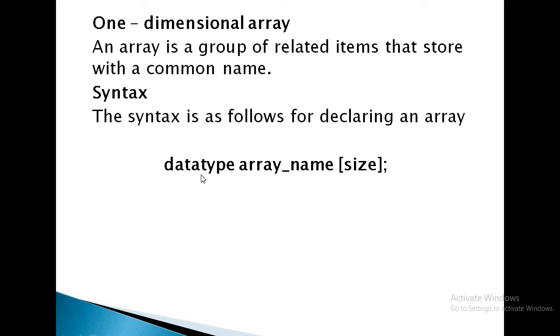Data type means whatever we are declaring at the time of writing code, like integer, character, float and double. The array name is a user-defined name, so whatever the user wishes, they can write their own name. And then the array size is written within square brackets, with a semicolon. The size is also fixed by the user.